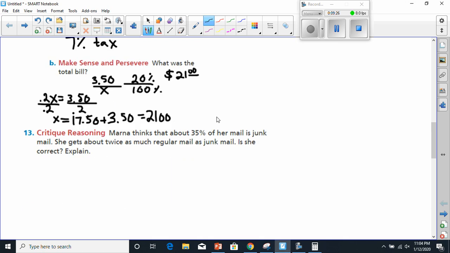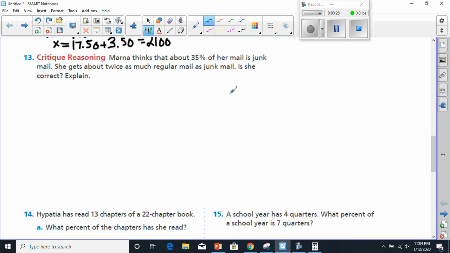Number 13 says, Marna thinks that about 35% of her mail is junk. She gets about twice as much regular mail as junk mail. Is she correct? Okay. She gets about twice as much regular mail as junk mail. Is she correct in thinking that about 35% of her mail is junk? Well, first of all, 35% has got to be out of 100%.